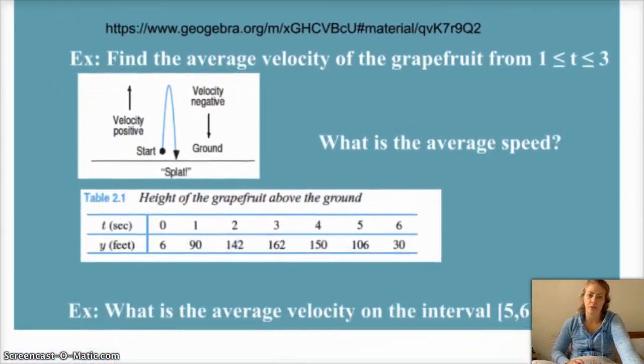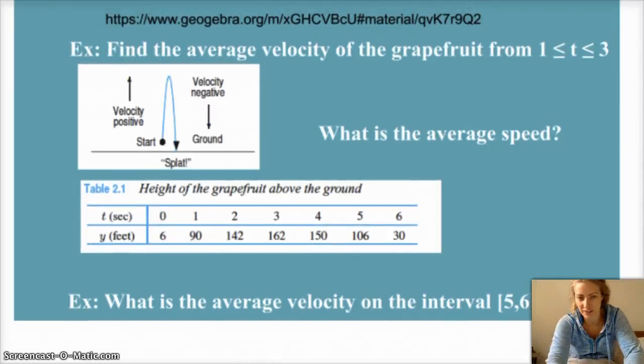We have just a short example. Find the average velocity. Okay, so we're throwing a grapefruit in the air. I don't know why we're throwing a grapefruit. This is an example from the book. I don't typically throw grapefruits. Maybe pumpkins because it's close to Halloween and that's exciting. But anyways, you're throwing a grapefruit in the air and you're curious about its velocity, which again, I don't know why. Anyways, these are some data points from the grapefruit.